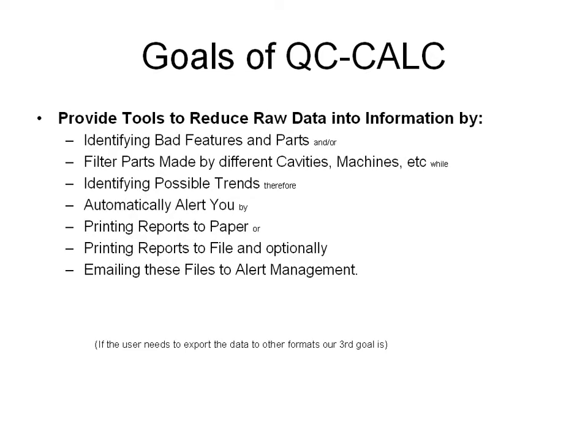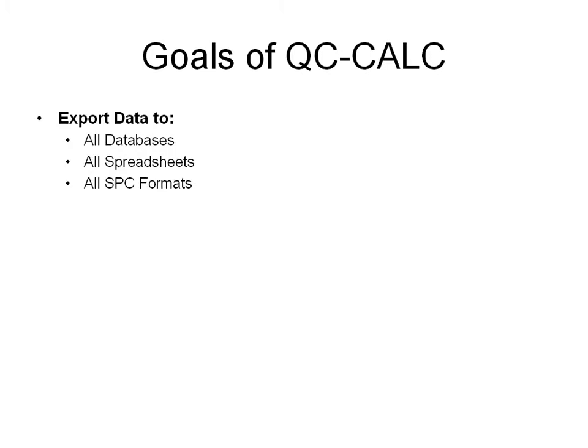We also provide tools to reduce all this raw data into information. That kind of reduction might be identifying bad features or parts, filtering parts made by different cavities, different molds, machines, or fixtures. You may want to be able to identify any trends or errors, and therefore automatically alert you when that happens. We do that by printing reports to paper, by printing the reports to file, and of course optionally emailing those reports to you at your desk.